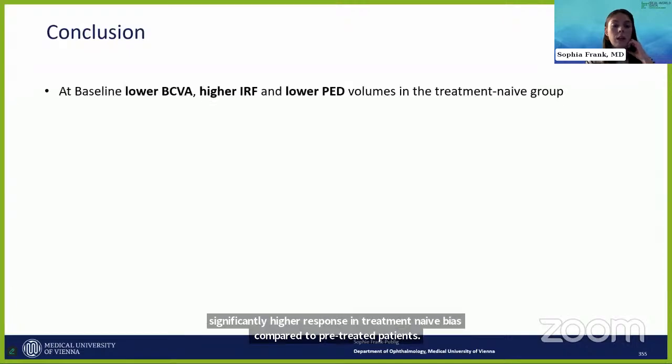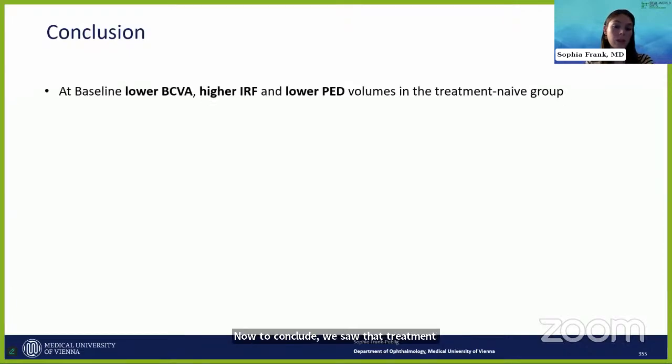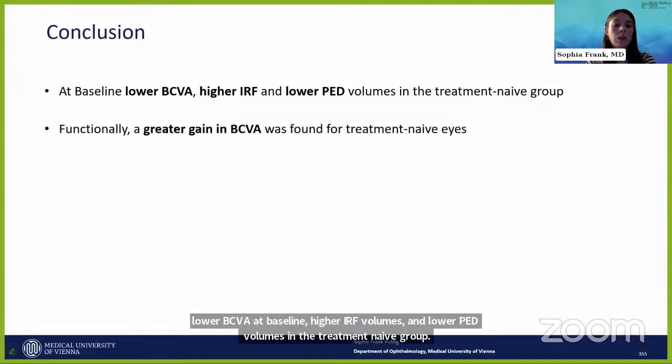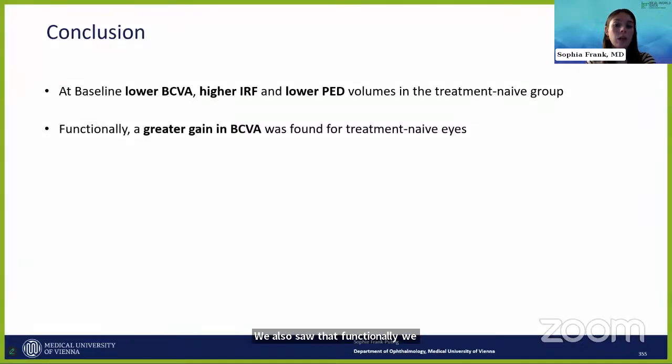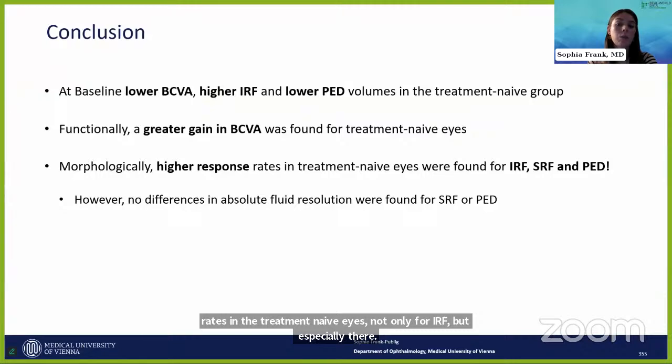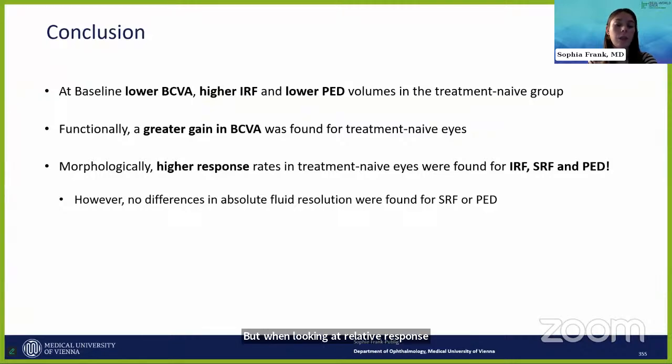Now, to conclude, we saw that treatment-naive eyes had lower BCVA at baseline, higher IRF volumes, and lower PED volumes in the treatment-naive group. We also saw that functionally we had a greater gain in BCVA in those treatment-naive eyes. Morphologically speaking, we did see higher response rates in the treatment-naive eyes, not only for IRF, but especially there, but when looking at relative response rates also for SRF and PED volumes.